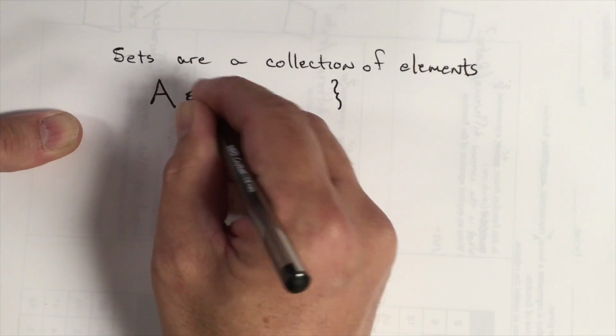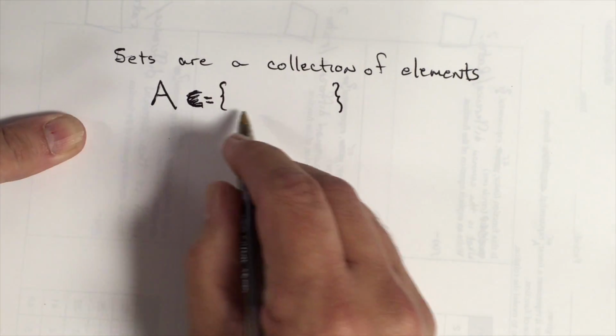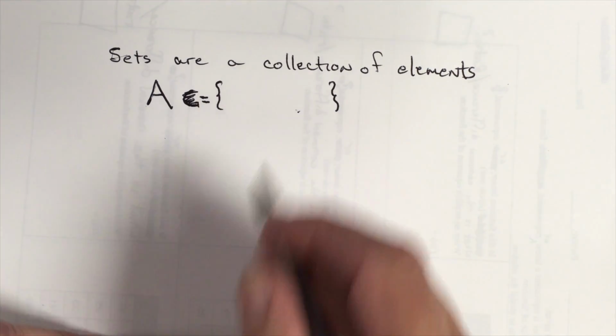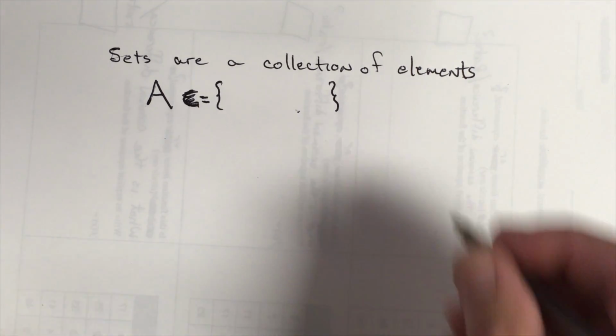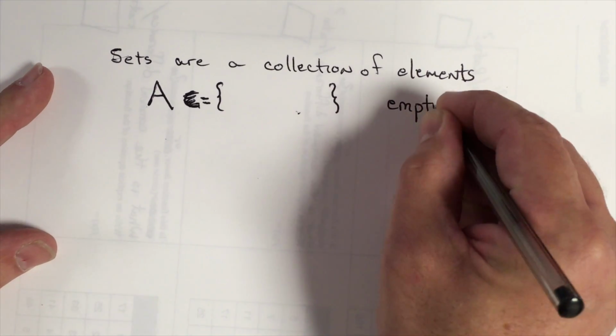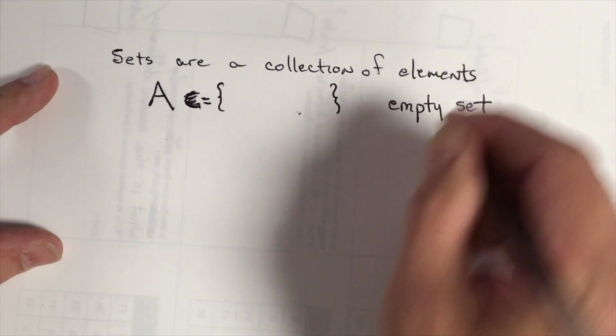This is equal to this. Okay? This set is equal to whatever's in here. At the moment, what's in here? Nothing. When that happens, it's called the empty set.